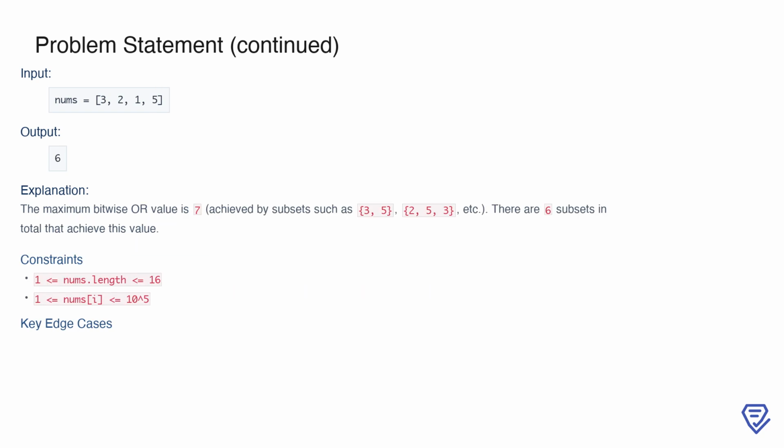In the third example, we have nums equals 3, 2, 1, 5. The maximum bitwise-OR value that can be achieved is 7, which is obtained by ORing the elements in specific subsets such as 3, 5, or 2, 5, 3. There are 6 subsets in total that achieve this maximum OR value. Calculating these subsets involves considering all combinations and determining which ones produce the value 7. This example highlights how distinct values in the array contribute to the maximum OR value and the importance of examining all subsets to count the ones that meet the criteria.